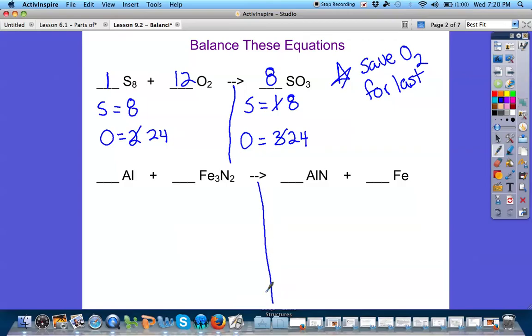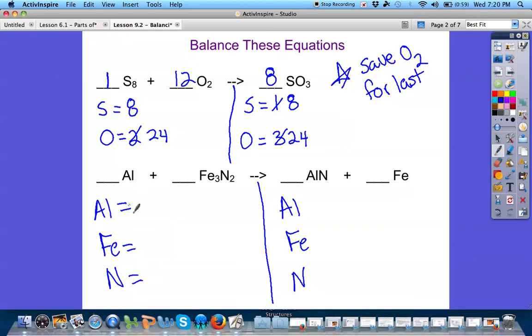So on our next equation, we have aluminum reacting with iron(II) nitride to form aluminum nitride and iron. So we're going to count our atoms on each side. We have aluminum, iron, and nitrogen, and then we have aluminum, iron, and nitrogen. Here's something else that I do. Instead of writing them in the order that they come in on each side of the yield arrow, I write them in the same order on both the reactant side and the product side, so I can easily look back and forth to see if I've balanced it or not.